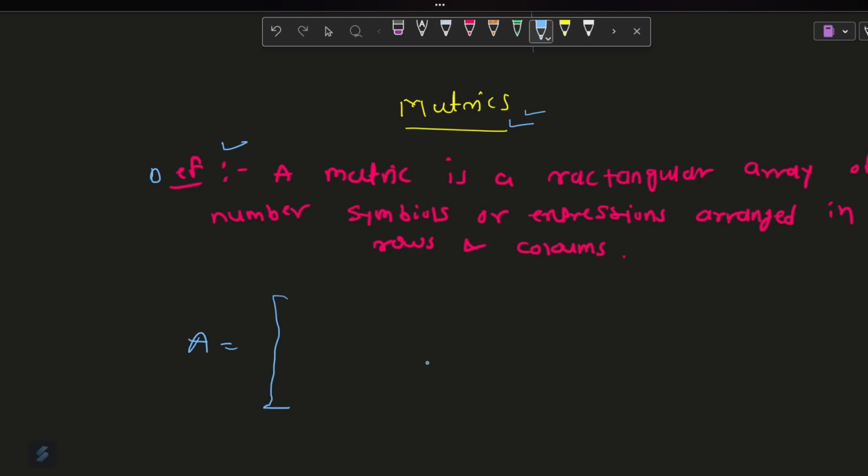We have a matrix A, and its components are A11, A12, up to A1n. Similarly, we have A21, A22, up to A2n, and A31, A32, up to Amn. So that is a matrix. In simple terms, a matrix is useful for data representation.